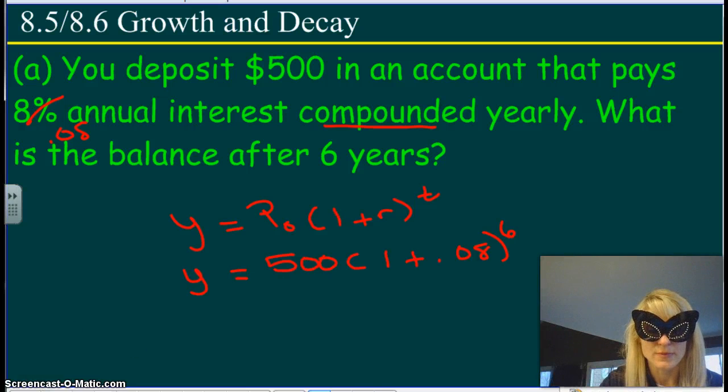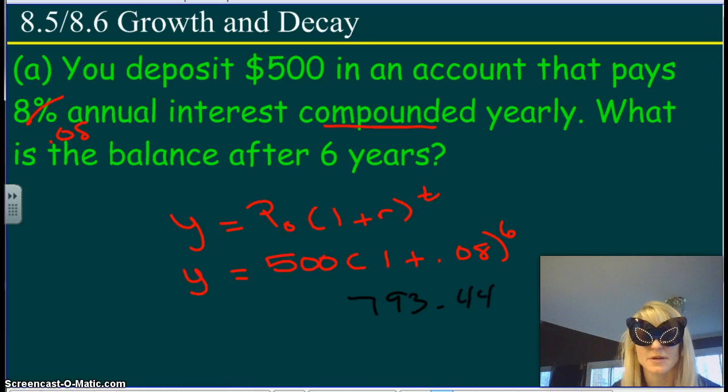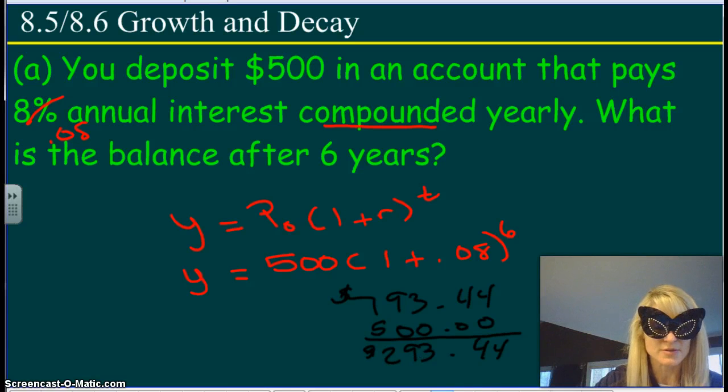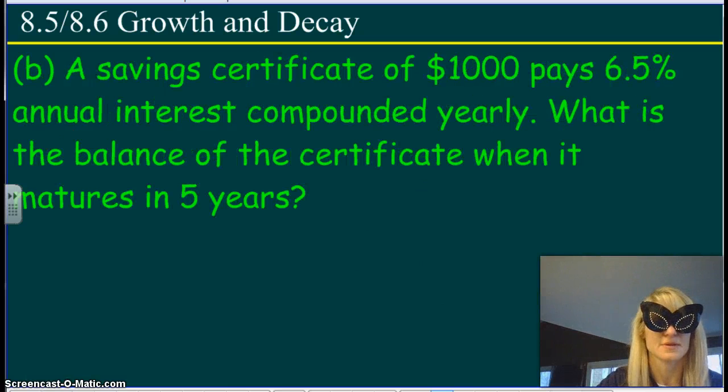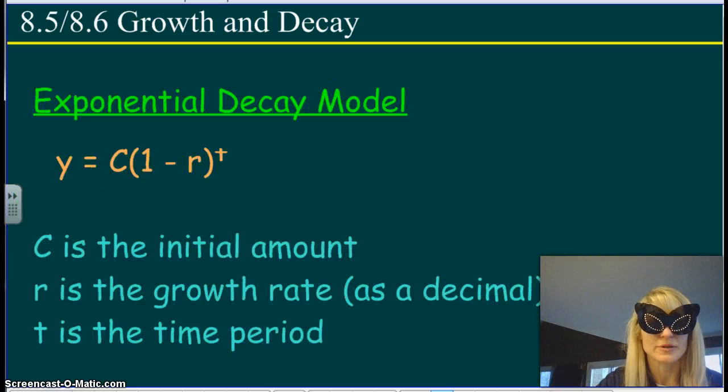So if I wrote that down, let's see, where'd that guy go? 793.44, right? So we had $793.44. If I wanted to know how much interest that is, I could subtract the 500 I started with, and I would find that I gained $293.44 in interest for having my money in there for 6 years. Okay. This is the same type of thing for the growth. We're going to practice this some more in class.